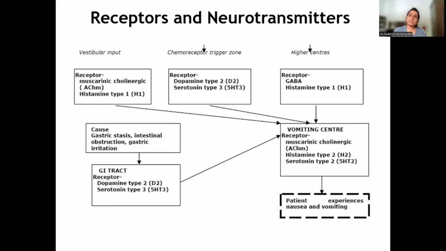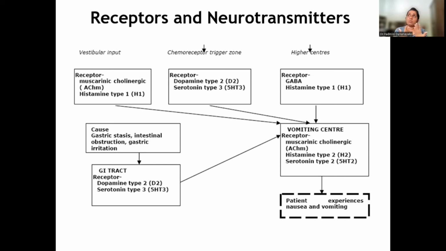So what is the relevance? What is the importance of learning different types of receptors and neurotransmitters involved in different occasions? Because when you are deciding the management and treatment, it will differ. So you can understand what I am saying.